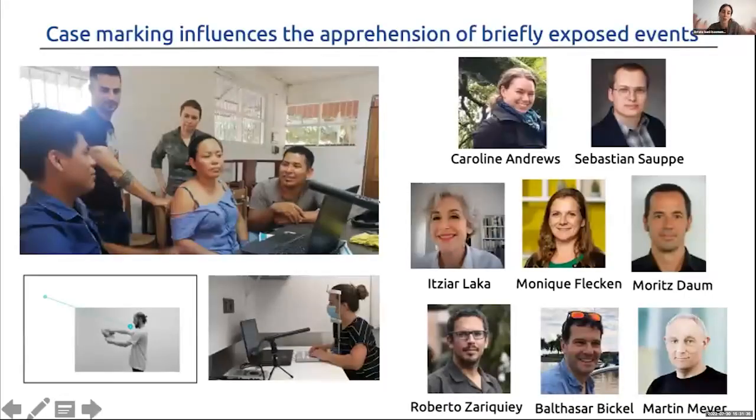Now, the general take-home message from the studies that I have been talking about, the ones for Basque and Spanish, and now the ones on Shipibo, is that case marking influences the apprehension of briefly exposed events, although there seem to be differences depending on presentation times and also depending on the specific languages that you look at.